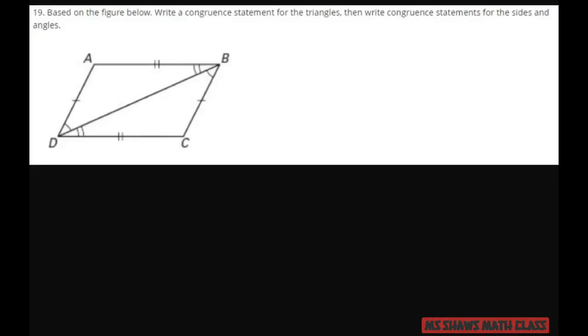Hey everyone, based on the figure below, we're going to write a congruence statement for the triangles. Then we're going to write congruence statements for the sides and angles. So let's look at this.